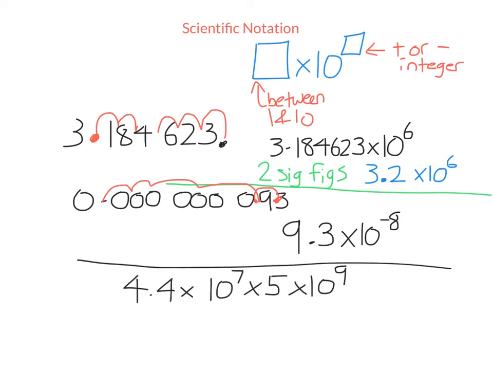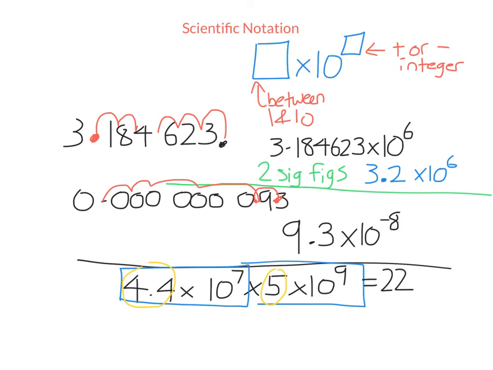So because we know about scientific notation and also know our index laws, we can multiply two numbers in scientific notation. This is a number in scientific notation. This is a number in scientific notation. So how would I multiply these two numbers and write the answer in scientific notation? So what I'm going to do is multiply these two numbers that are just normal numbers together. So if I multiply 4.4 times 5, I get 22.